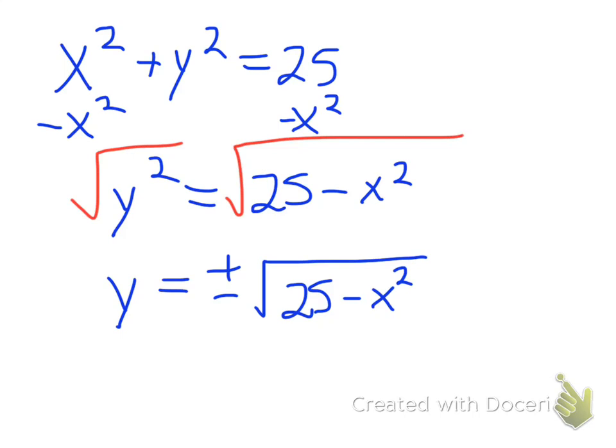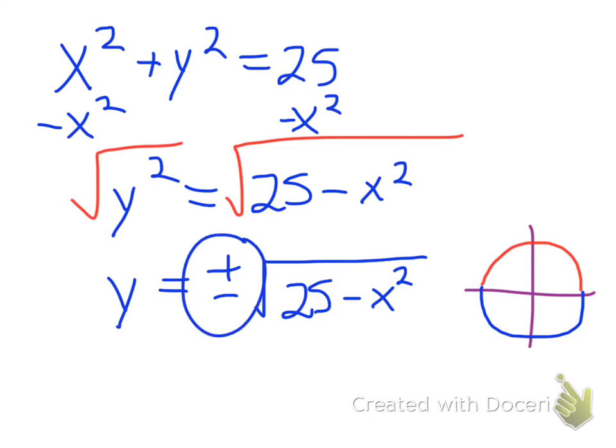The reason we need both the positive and the negative here is that when we graph this, it's no longer a function. A quick sketch of this would look like the positive part going from here to here, and the negative part going from there to there, making the entire circle. So that's why we need to have both the positive and the negative values.